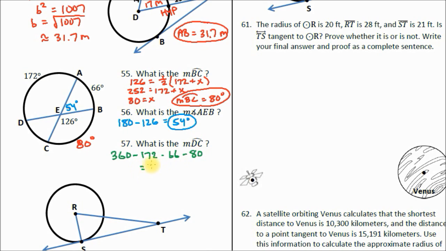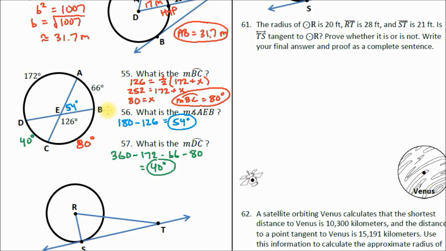And if I put that in my calculator, I will get 40 degrees. And that means I know the measure of arc DC is 40 degrees. If I put this in my calculator, let's take a look. 66 plus 40 is 106. 106 divided by 2 is not 54.